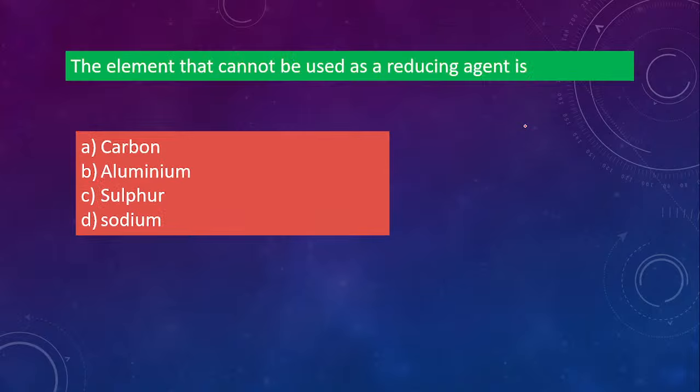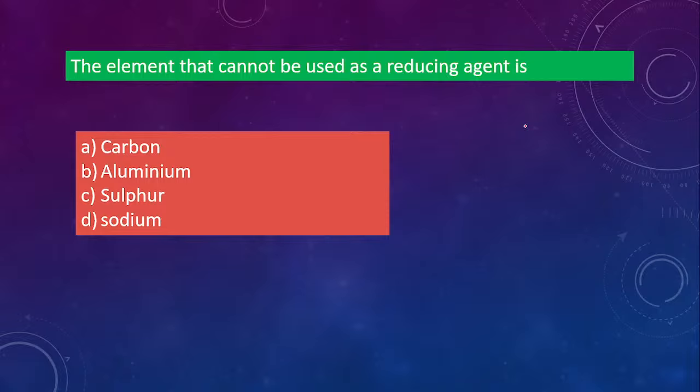The element that cannot be used as a reducing agent is, okay, you remember oxidizing agent, reducing agent. So you should remember what is a reducing agent? That is addition of hydrogen or removal of oxygen. Also, you should know about the gain of electrons or loss of electrons. Based on that, you have to answer. Option A carbon, option B aluminium, option C sulfur, option D sodium. So tell me according to you, what should be the answer?